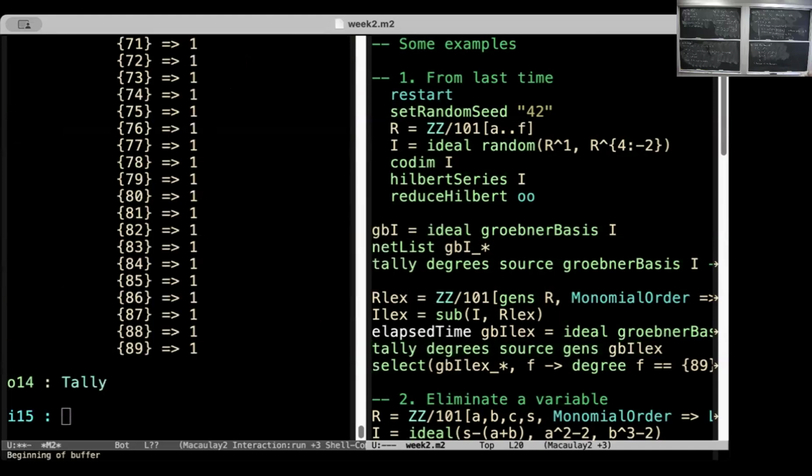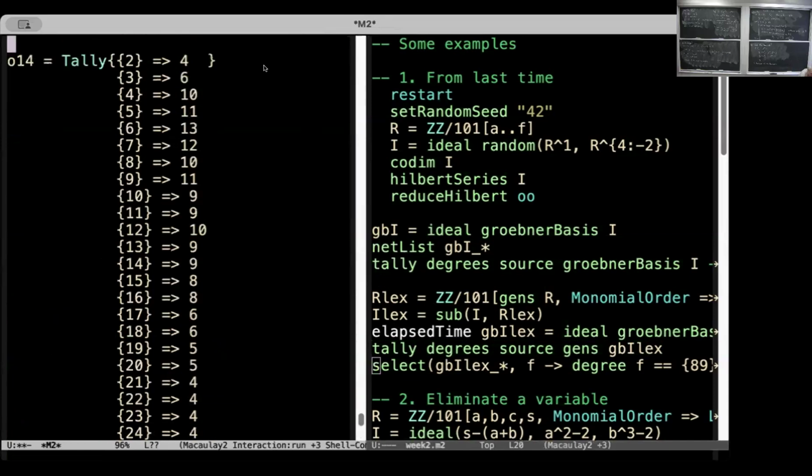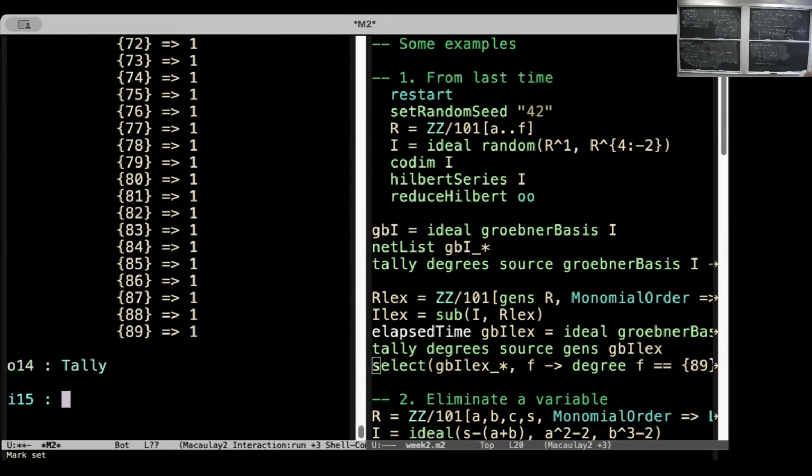Whoa. So here's what we get. We have 4 things in degree 2. That's what we started with. And then all of a sudden, here's degree 16, there's 8 things in there, and it goes all the way up to degree 89. Okay.